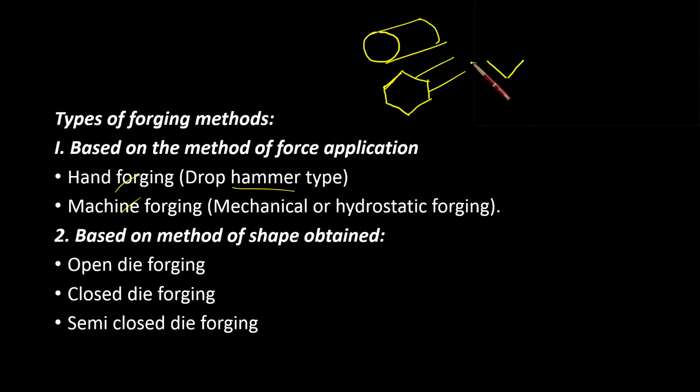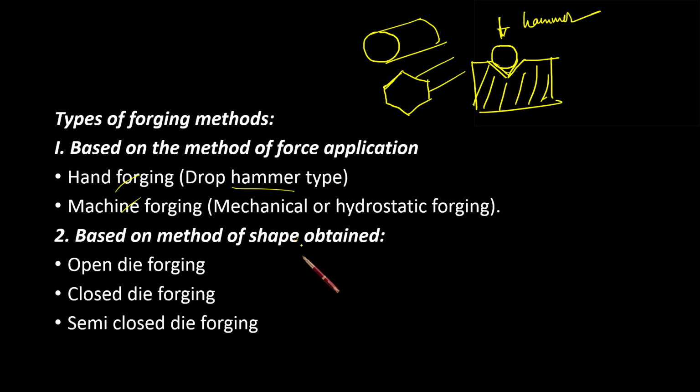There will be a die used like this one, and here the metal will be put and hammered with the help of a hammer. The force will be applied. When the force is applied, it will slowly get the shape of this one. So it's semi-closed die forging, right? Here, although there is a shape on one die, it is not completely closed, because the manual forces are applied, and you have to rotate this one, okay?